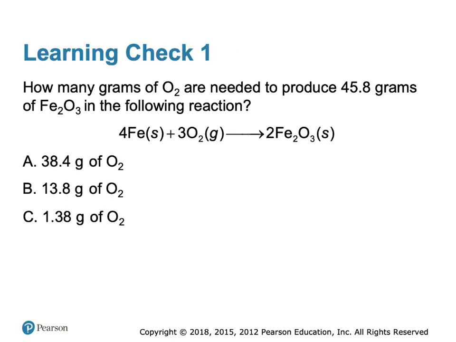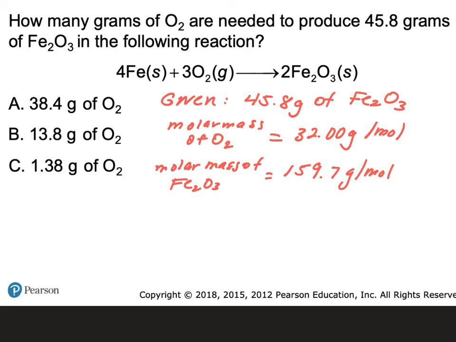All right, here's a learning check. How many grams of oxygen are needed to produce 45.8 grams of iron 3 oxide in the following reaction? All right, so pause your video and see if you can set up the calculation. All right, so I wrote down what's given. We need to find the mass of oxygen in grams.